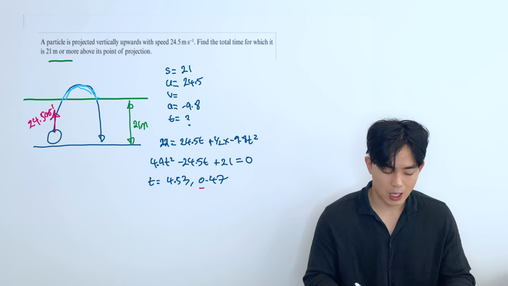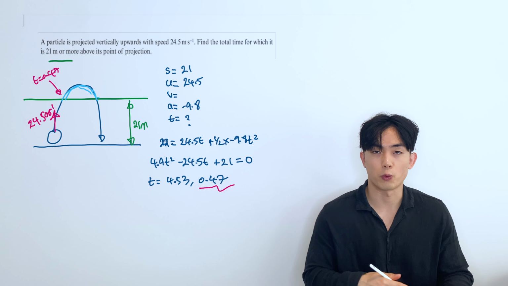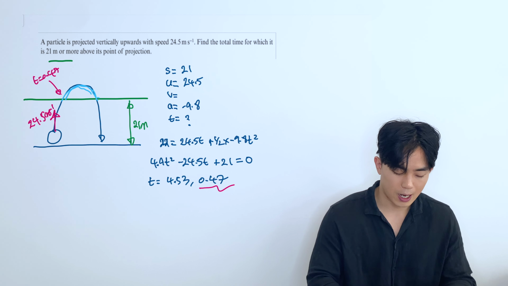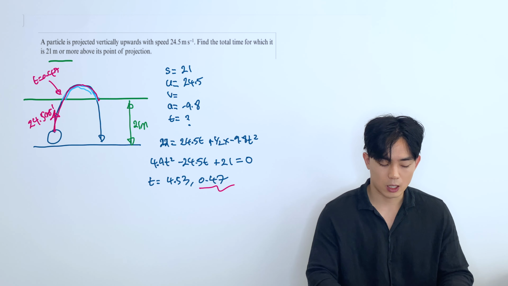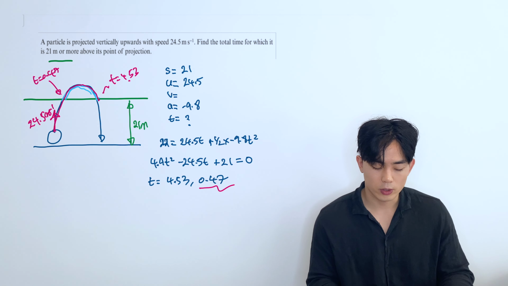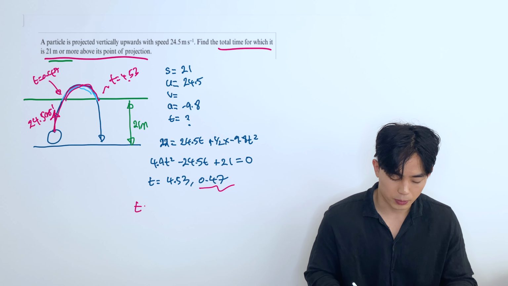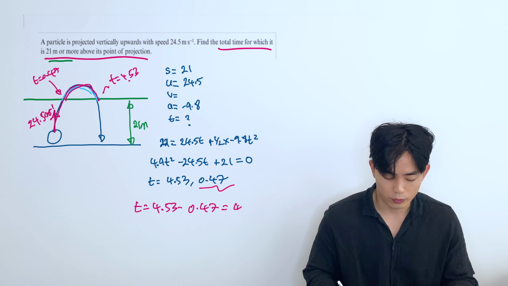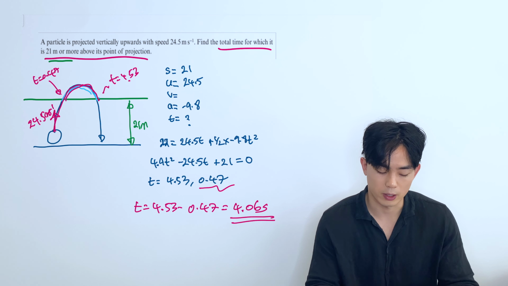So this 0.47 is when it initially goes to 21 meters on the way up. And this 4.3 is the time it takes to go up and then come back down to reach this position here. So this is going to be when the time is equal to 4.53. So if you want the total time between 21 meters above, what we have to do is just subtract one from the other. So 4.53 minus 0.47, which gives us a time of 4.06 seconds for it being 21 meters or more above the initial position.